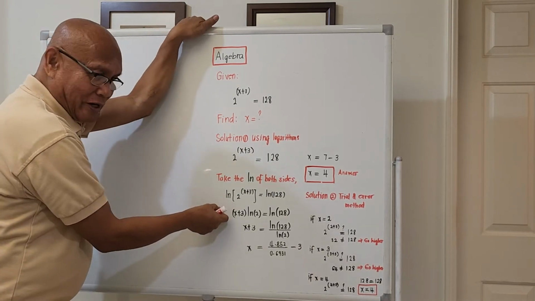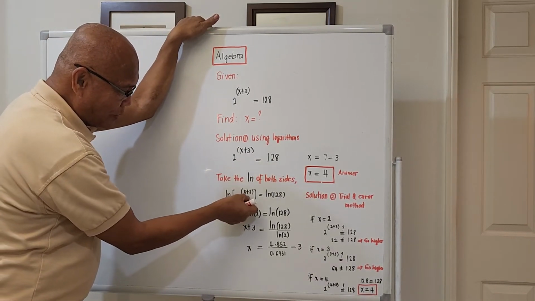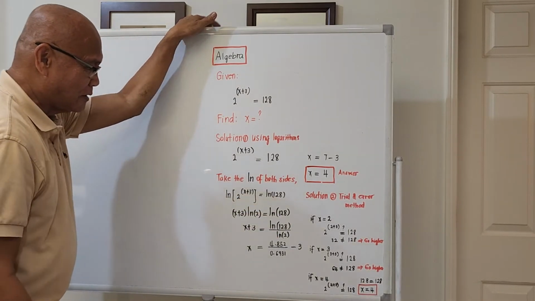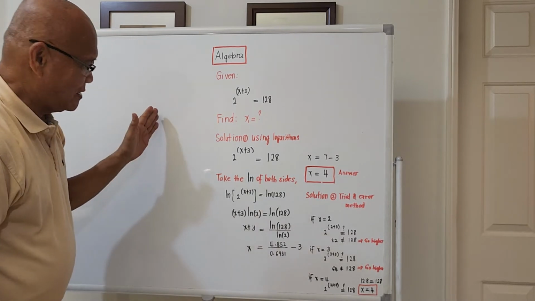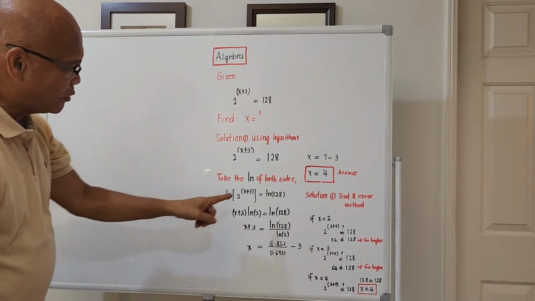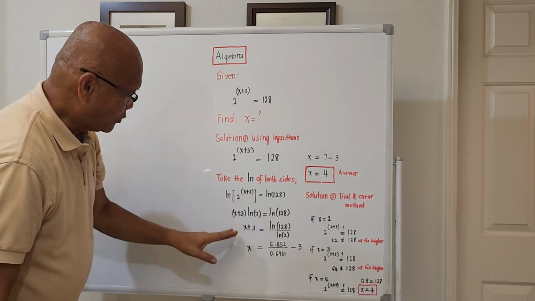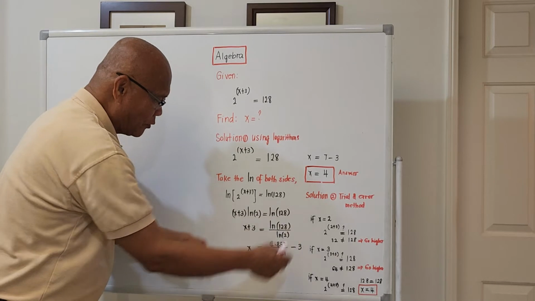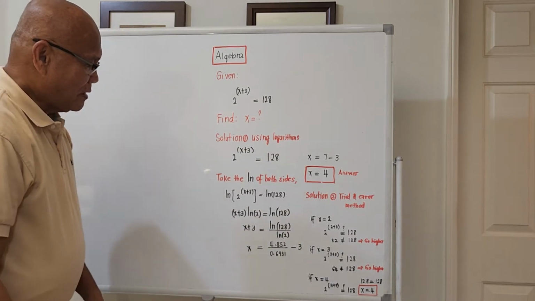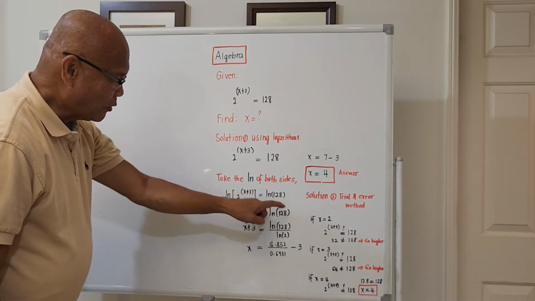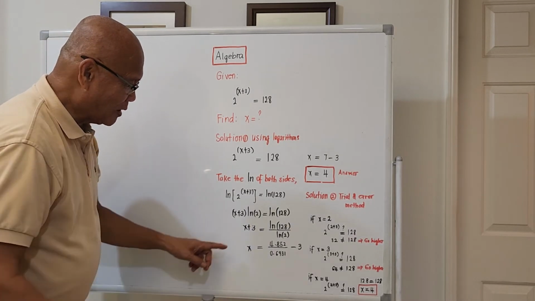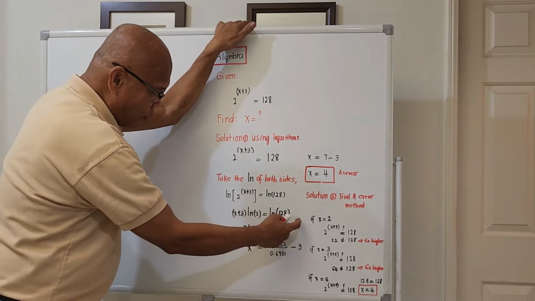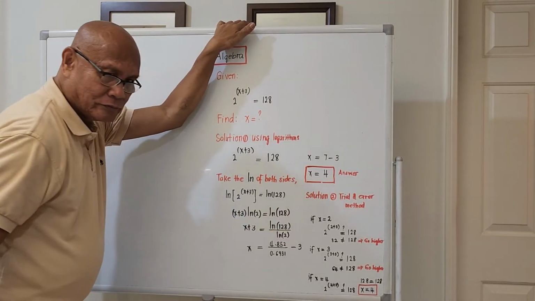So the natural logarithm of open bracket 2 raised to the quantity x plus 3 close bracket equal to the natural logarithm of 128. The left hand side, as I mentioned a while ago, can be written now. We could bring down the exponent. So this is x plus 3 times the natural logarithm of 2 equal to the natural logarithm of 128. Okay, dividing both sides by the natural logarithm of 2, left hand side will just remain x plus 3 equal to the natural logarithm of 128 over the natural logarithm of 2.